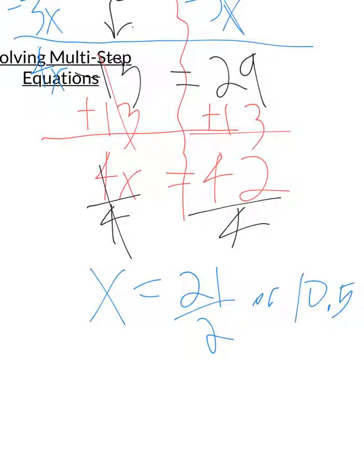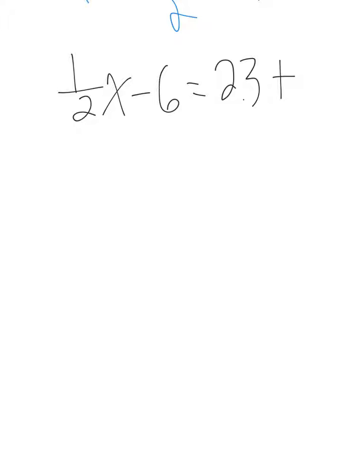Okay, let's do one more example, and just to be cruel, let's do a lot of fractions. So let's do something like 1/2 x minus 6 equals 23 plus 8 over 3x.